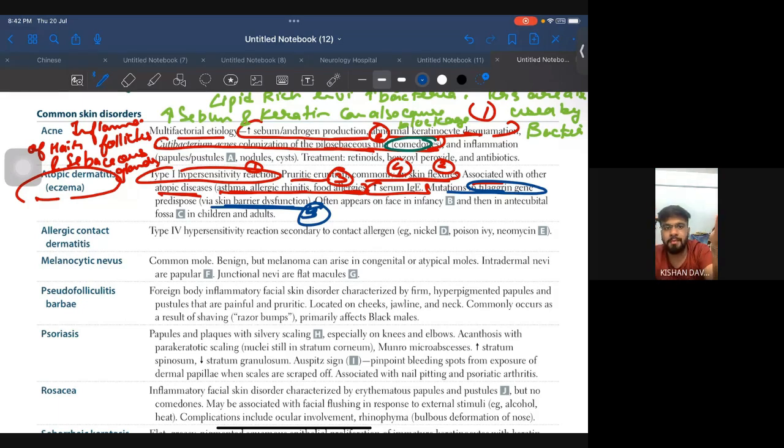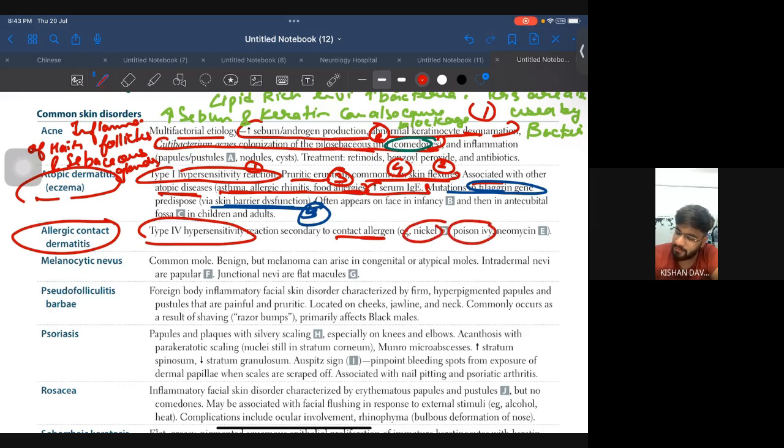Okay, so if there is a mutation in the filaggrin gene, skin barrier dysfunction will occur. Okay, so atopic dermatitis is all right. Moving ahead, allergic contact dermatitis, a type 4 hypersensitivity reaction to contact allergen: nickel, poison ivy, neomycin. Now, how will the question be framed here? They will give you the belt, the buckle in the middle of a belt, in the men's belt or even the women's belt. That can be one of the reasons of allergic contact dermatitis.